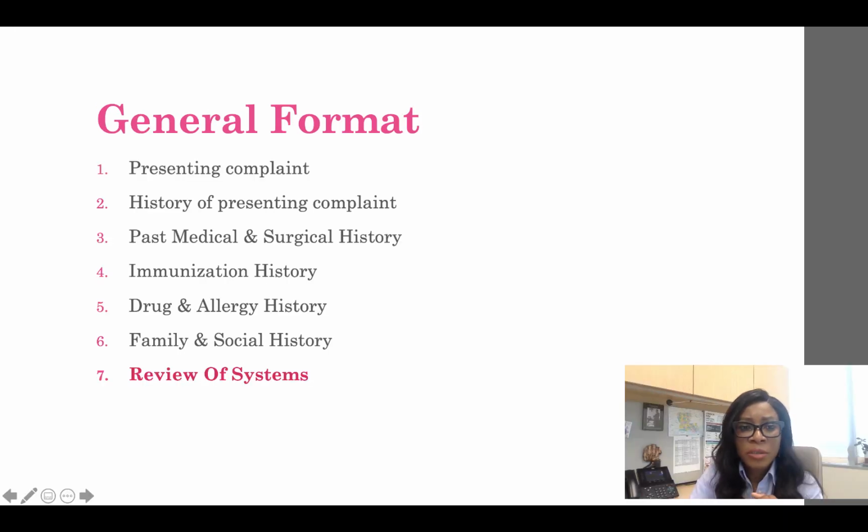The final section in the format is a review of systems, which is self-explanatory. So I won't be going into much detail on that section, but as you know, this is where you ask questions about symptoms in every other system that is different from the system with the presenting complaint. And with that, we have concluded our history taking in ID.